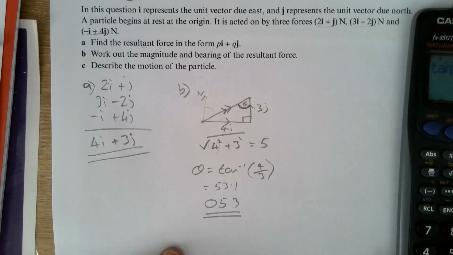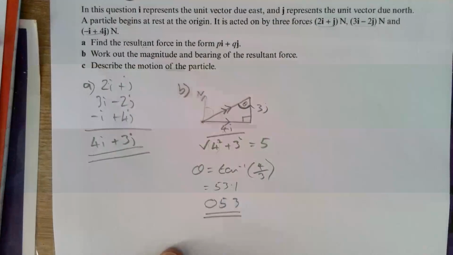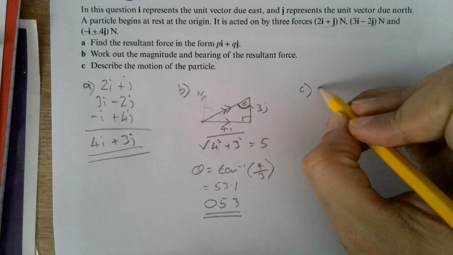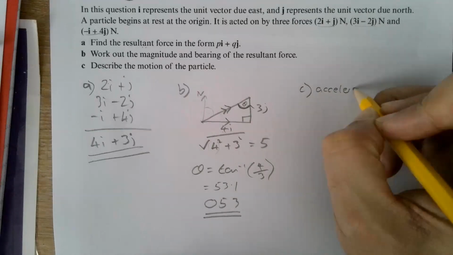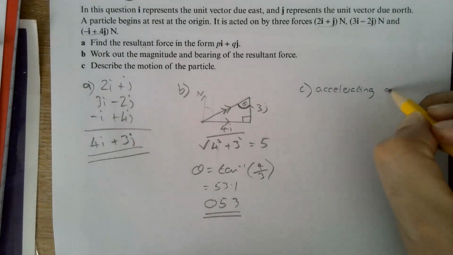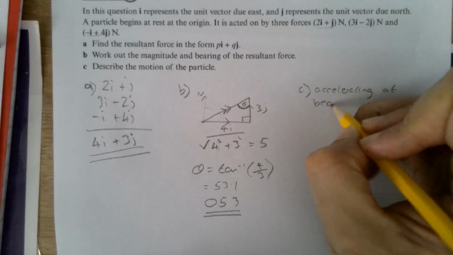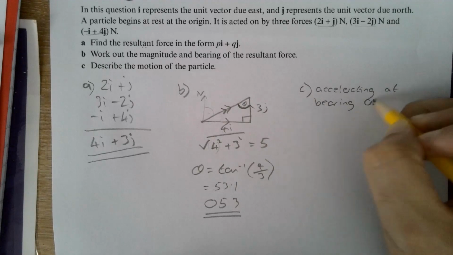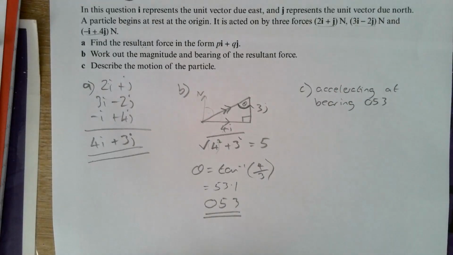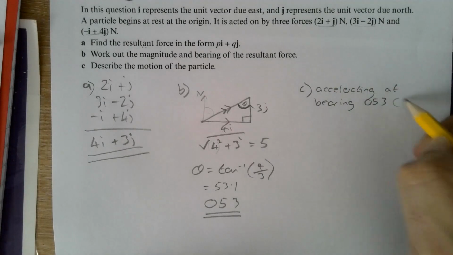Okay? And describe the motion of the particle. Well, the motion of the particle, it's accelerating northeast, isn't it? If a force is acting on something, remember, it will cause it to accelerate. So it's accelerating. I suppose we can say what bearing it is, can't we? Accelerating at bearing 053, which is roughly northeast, not perfectly northeast, that would need to be 045, but yeah, sort of in the northeast direction.